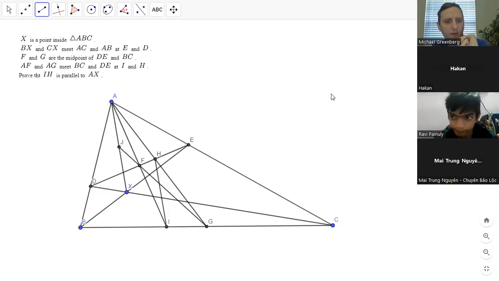So yeah, it feels like there's a lot of projecting we could do. I think DH over HE is CI over IB, because the cross ratio DFHE is BIGC. So yeah, DH over HE is CI over IB. So how do you use that though?